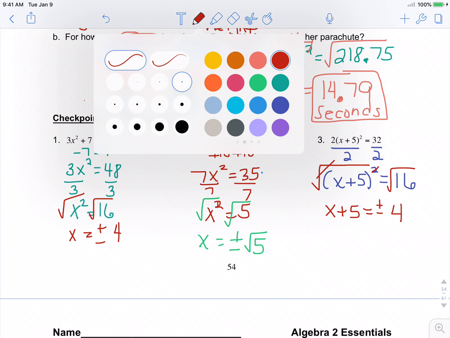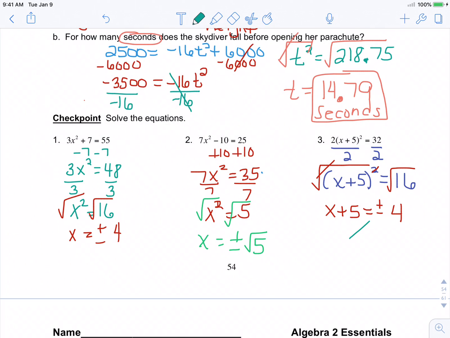Now this problem is a little different because there were parentheses. This is the problem that we split into two little equations. One equation is x plus 5 equals 4. The other equation is x plus 5 equals negative 4. So a little different than the other two because there's parentheses. So parentheses means we solve the problem differently.